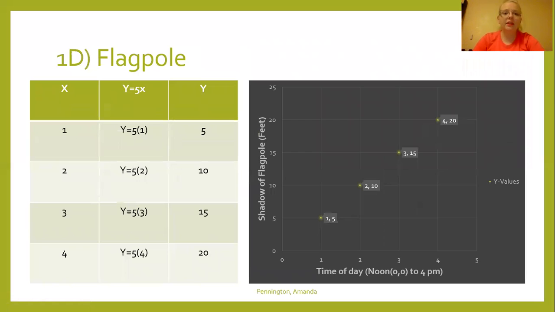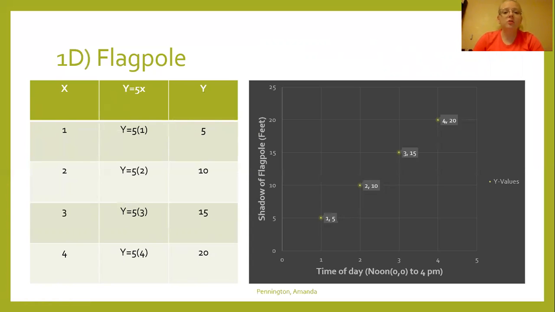All right, next we're going to look at the shadow of a flagpole throughout the day. And my time frame for this is going to be from noon to 4 p.m. So my x values are going to be 1 p.m., 2 p.m., 3 p.m., and 4 p.m. And we're going to say that the shadow for our y is going to be 5, 10, 15, 20, 25, 30, and so on. So we're going to plug that in.